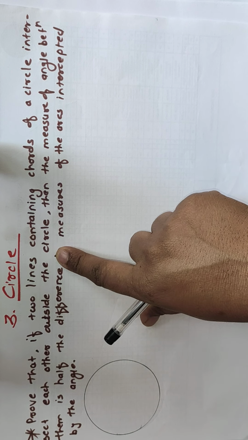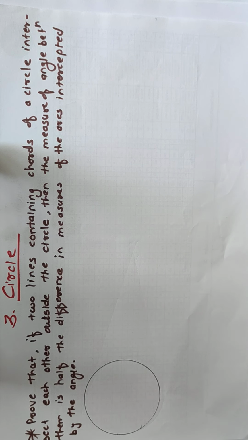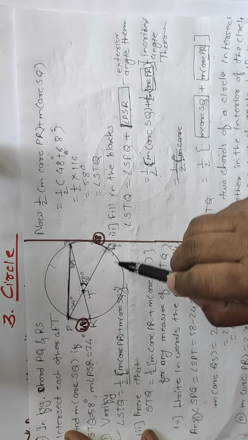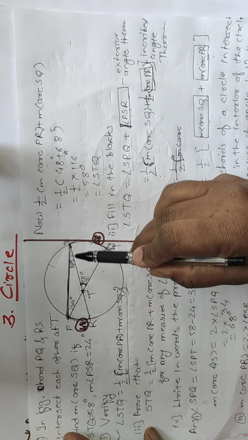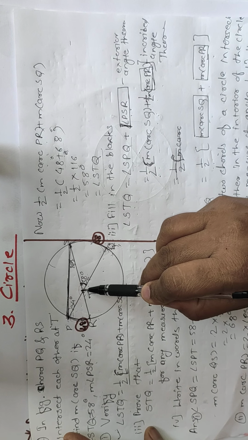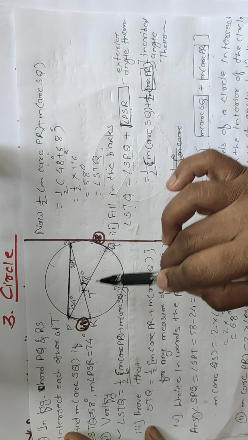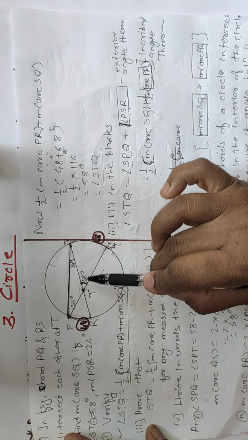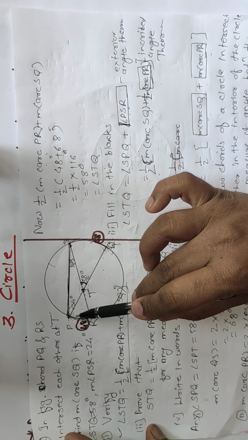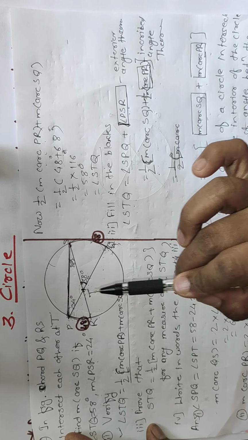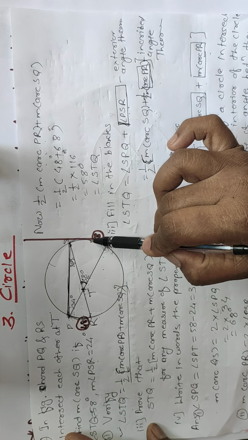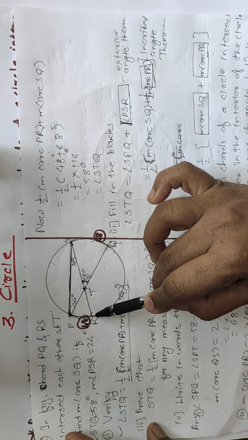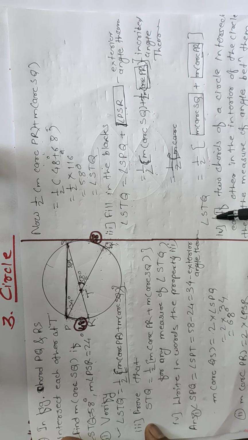Yesterday we saw that a circle is there and two chords are there, and those two chords are PQ and RS. If they are intersecting each other in the interior of the circle, this is our circle and its interior, then the measure of angle STQ, this angle between these two chords, is equal to 1/2 measure of arc SQ plus 1/2 measure of arc PR, that we had seen. So this is the statement.